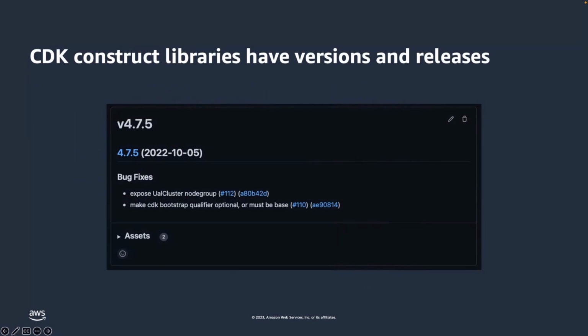United developers like the versioning capabilities of the construct library. So versions allow them to track changes over time and provide clear indication when new features are available or bug fixes have been implemented.